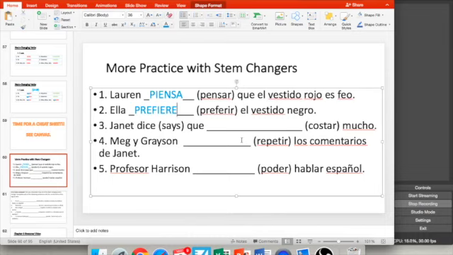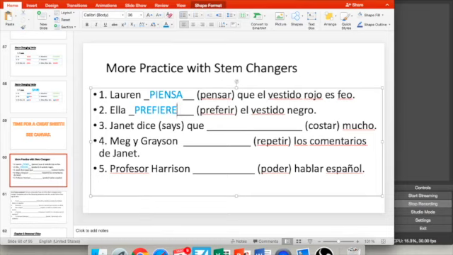Okay, I want you to take a moment, and I'd like for you to try numbers 3, 4, and 5 in this same process. Okay, now that you've had a second to try these, number 3 tells us that Janet dice que costar mucho. So Janet says that something cost a lot.